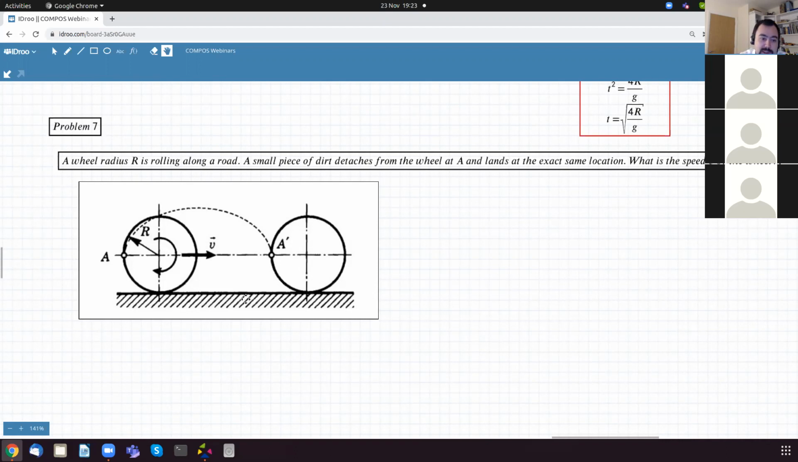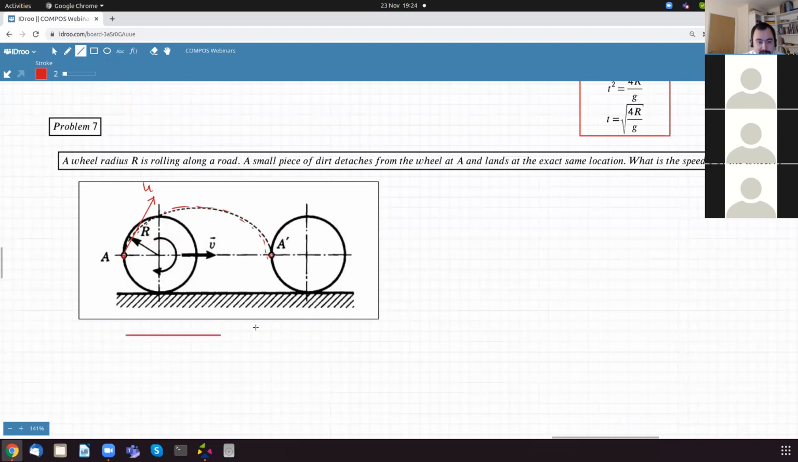Well, we need to establish what type of motion, and of course it's projectile motion. So it's launched at some angle theta with speed v. Oh no, not speed v, of course. You need to find that speed. Let's call it u. And then it goes and it lands over here.